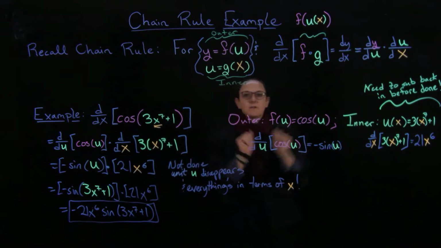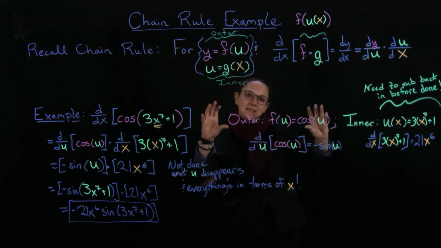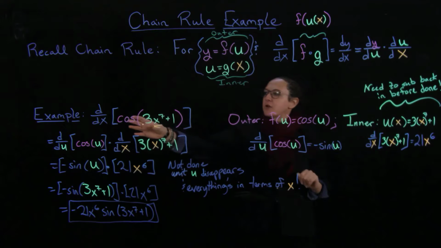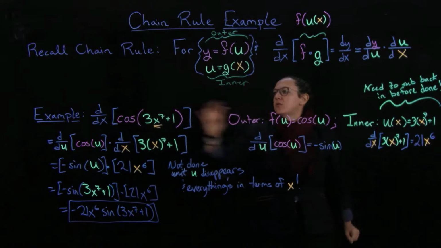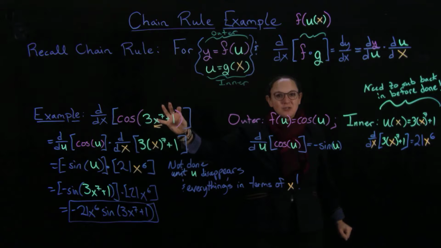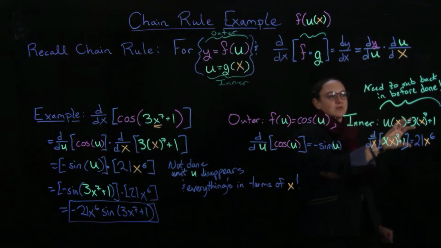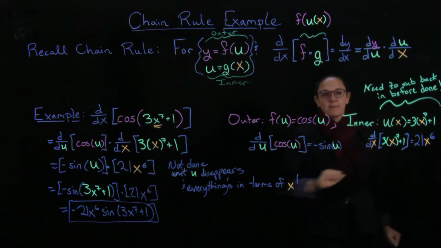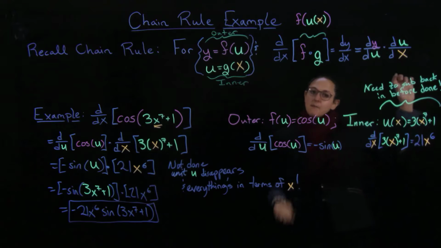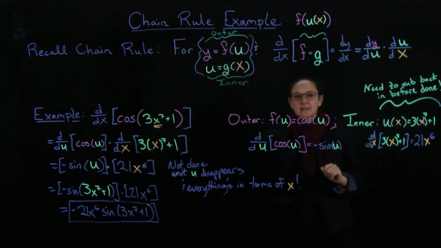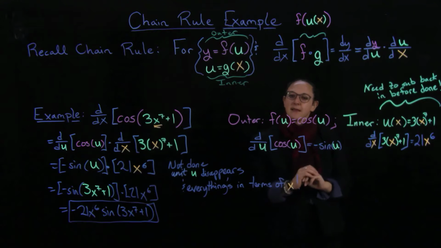So I just kind of identify for myself, what is the outer function? What is the inner function? So I did that. The outer function is cosine of u. So I replaced my inner function with u there. My inner function is u of x, which is 3x to the 7 plus 1. Okay. And I might even make a note for myself that u doesn't belong anywhere in the final answer. Everything should be in terms of x. So I'm going to have to sub this back in at the end. It's good to even make a note for myself of that.